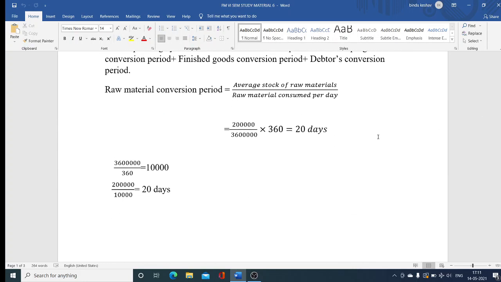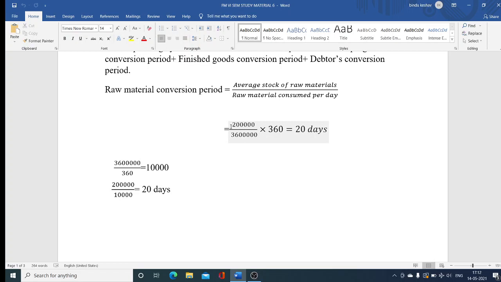So this can be found out this way: 2 lakh divided by 36 lakh divided by 360, which can be written as 2 lakh divided by 36 lakh into 360. Or otherwise you can find it out like this also: 36 lakh divided by 360 is equal to 10,000. So 2 lakh divided by 10,000 is equal to 20 days. The same thing in an easy way we can calculate: 2 lakh divided by 36 lakh into 360, which is equal to 20 days.